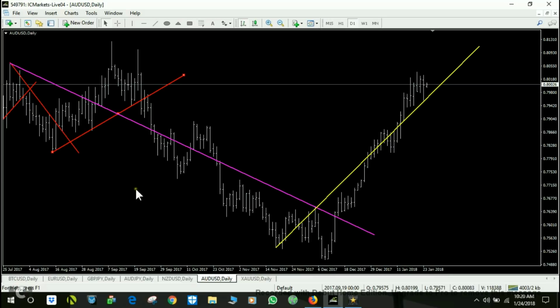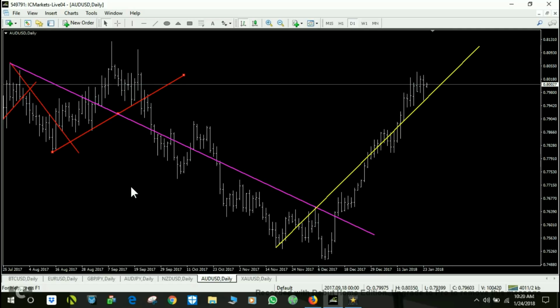Okay, let's start. The whole idea of this is to avoid confusion and to avoid stop outs, to avoid taking the wrong trades, and ultimately to avoid losses.